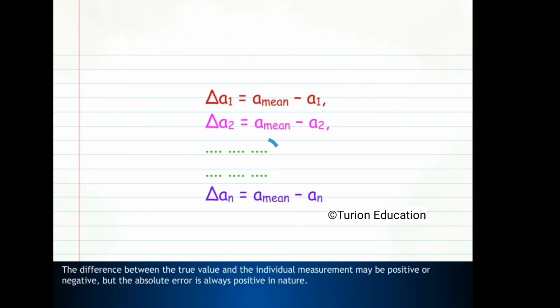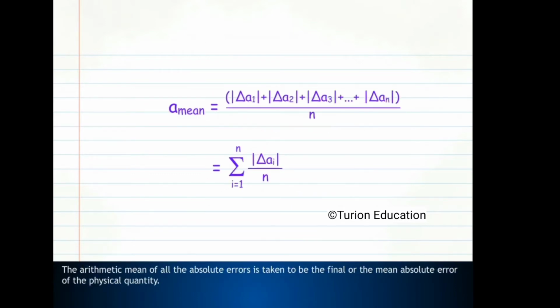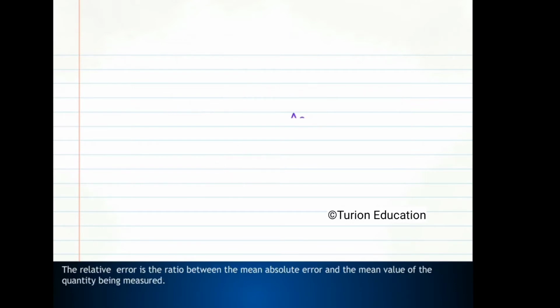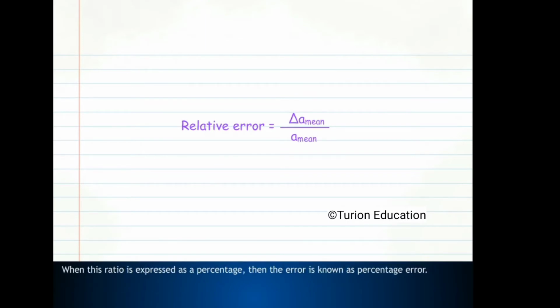The difference between the true value and the individual measurement may be positive or negative, but the absolute error is always positive in nature. The arithmetic mean of all the absolute errors is taken to be the final or the mean absolute error of the physical quantity. The relative error is the ratio between the mean absolute error and the mean value of the quantity being measured. When this ratio is expressed as a percentage, then the error is known as percentage error.